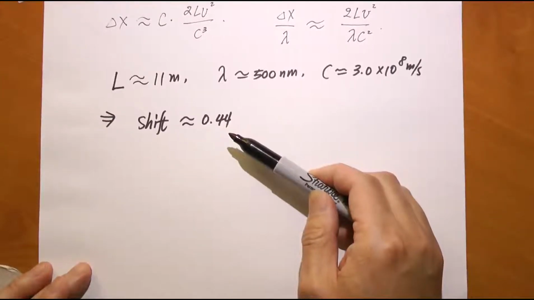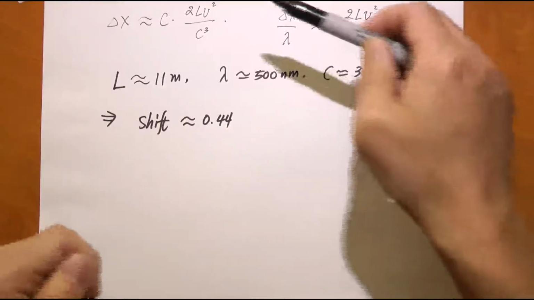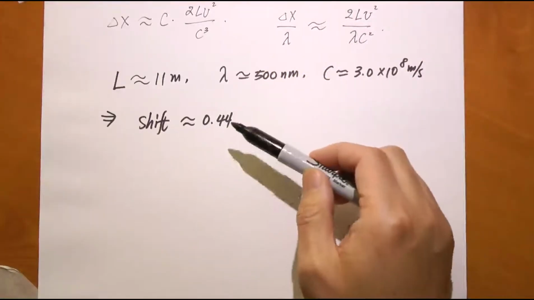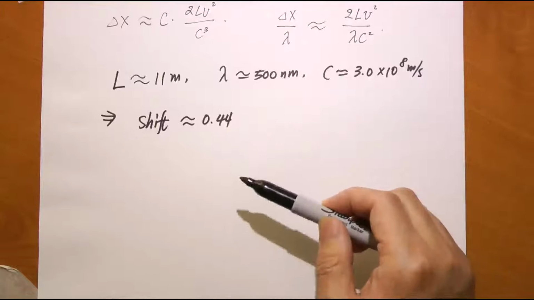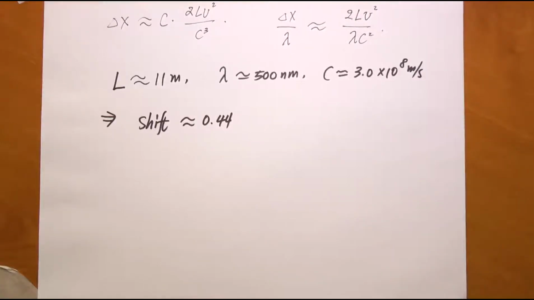Okay? So as you rotate this device by 90 degrees, you're going to get a little bit less than half of a fringe shift. That's expected. Of course, you have to know what v is, and we have assumed v here to be the speed of the Earth going around the sun, which is about 34 kilometers per second. Okay, that's the assumption that we use.